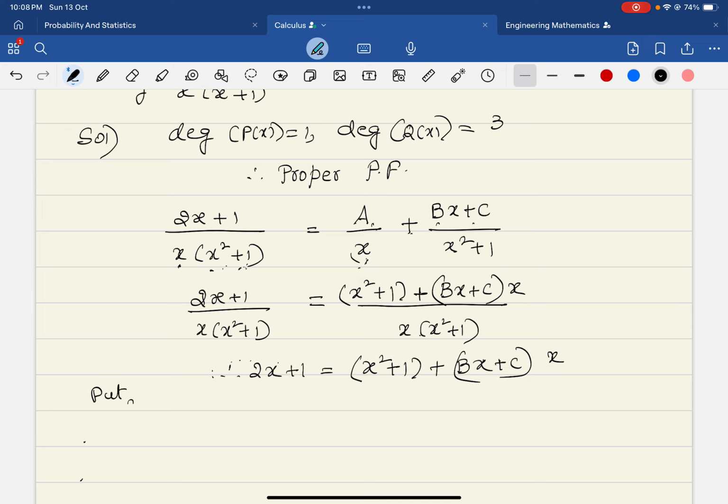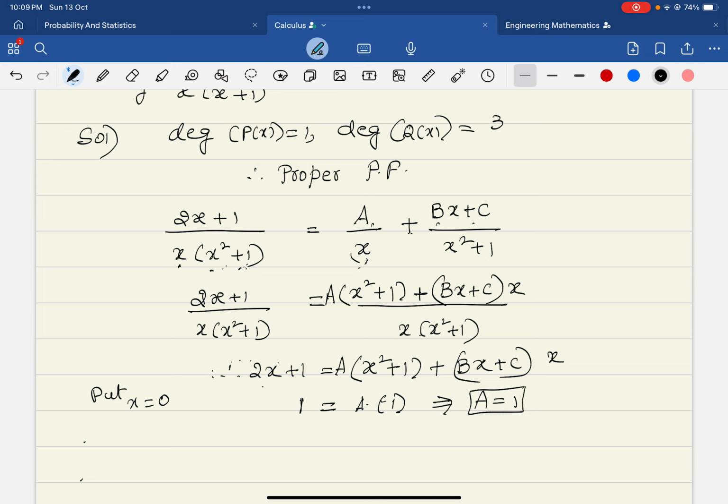So put x equal to 0. Okay. 2 into 0, 0 plus 1 is 1. And when you put 0 here, this whole term vanishes. So the only thing we have is 0 plus 1, that is 1, which is a times x square plus 1. Okay. So it is a times, when you put x as 0, then it becomes 1. So what is the value of a? A is equal to 1.